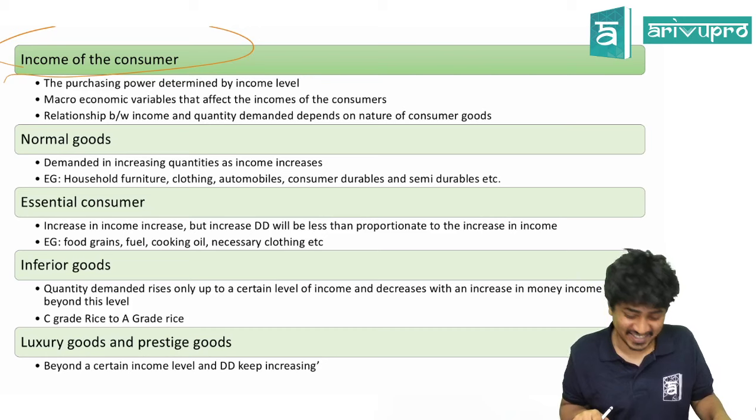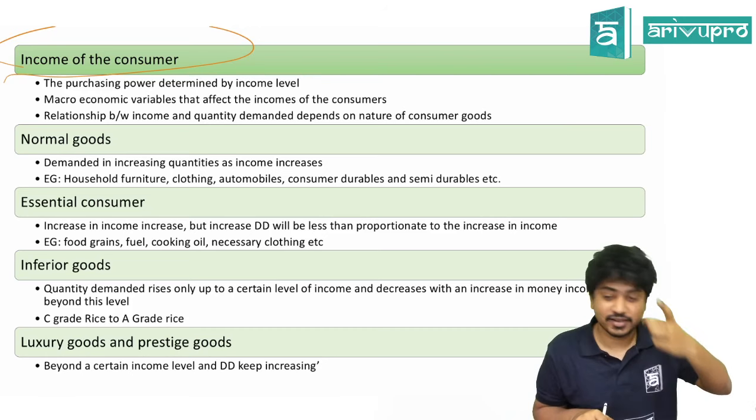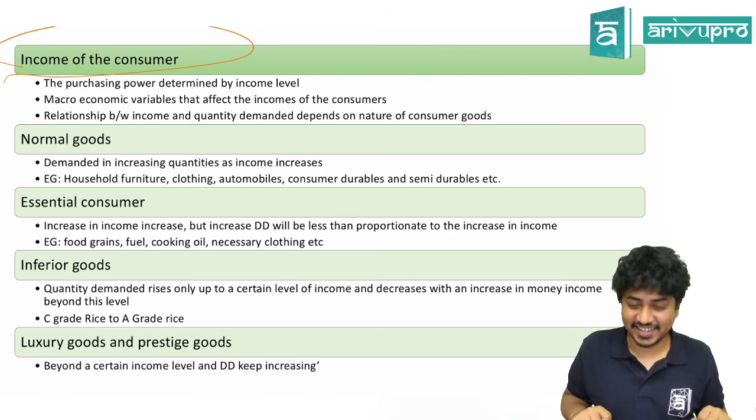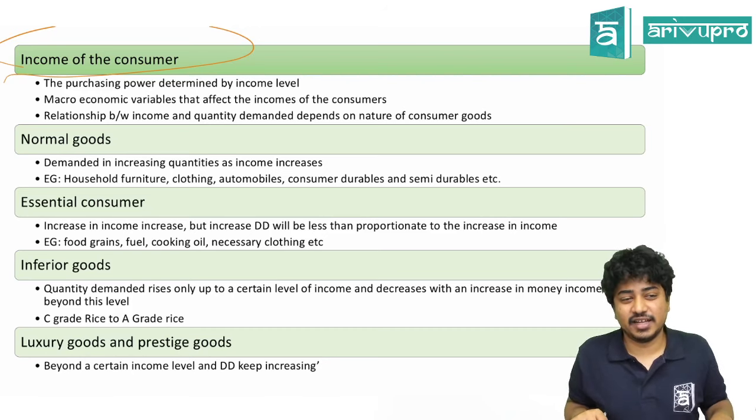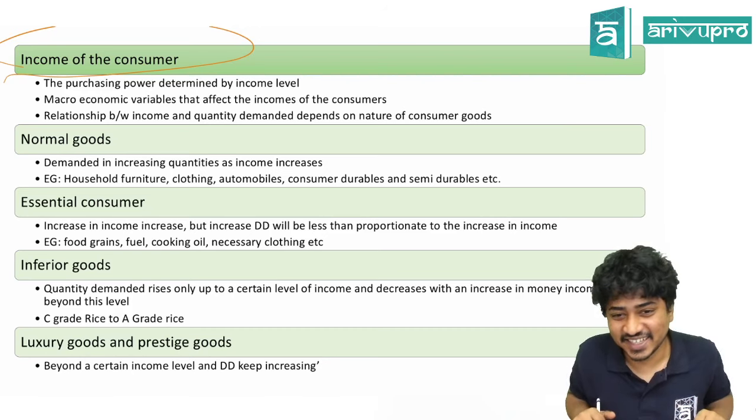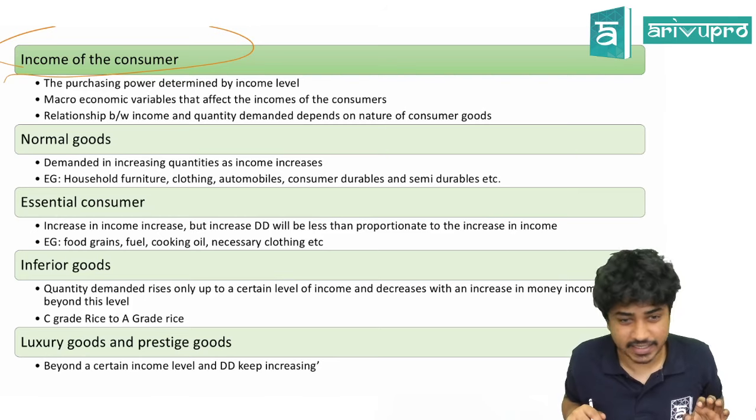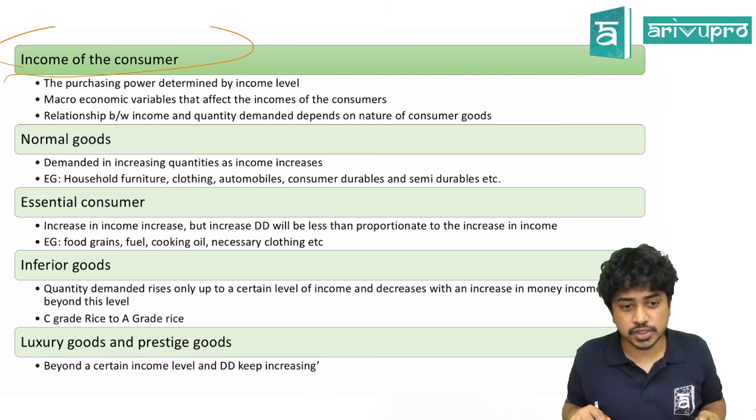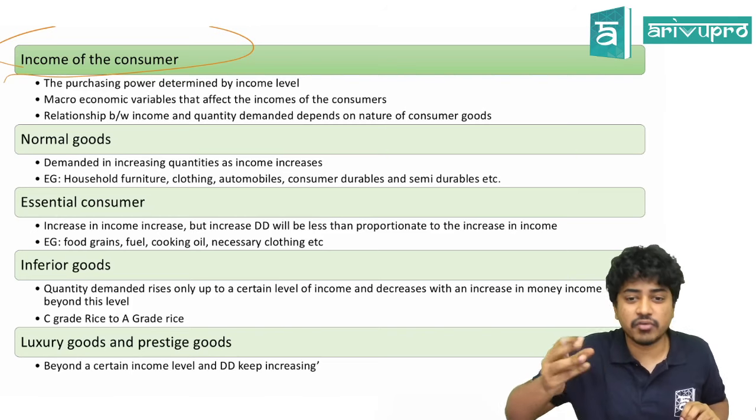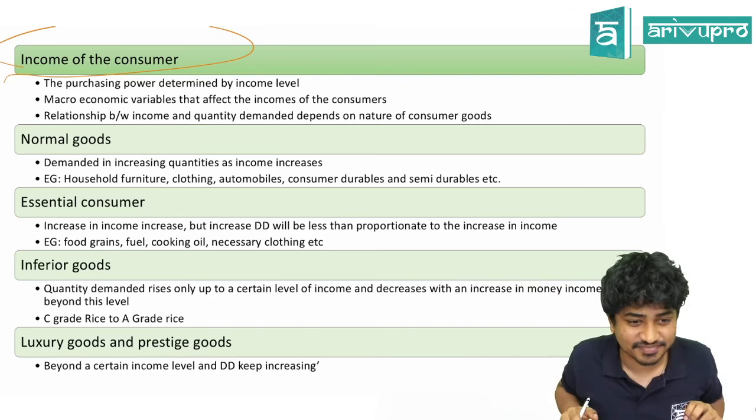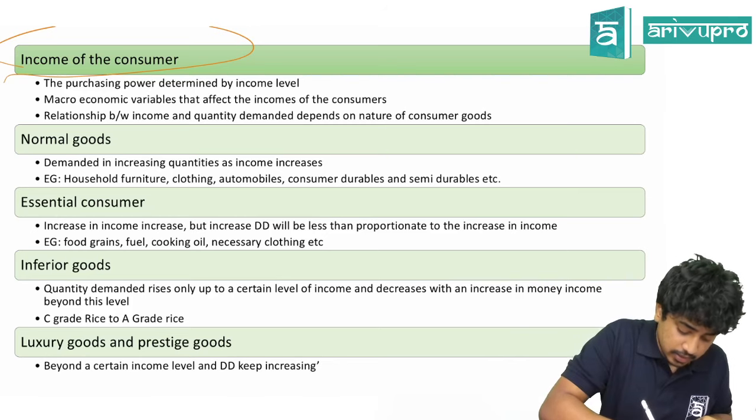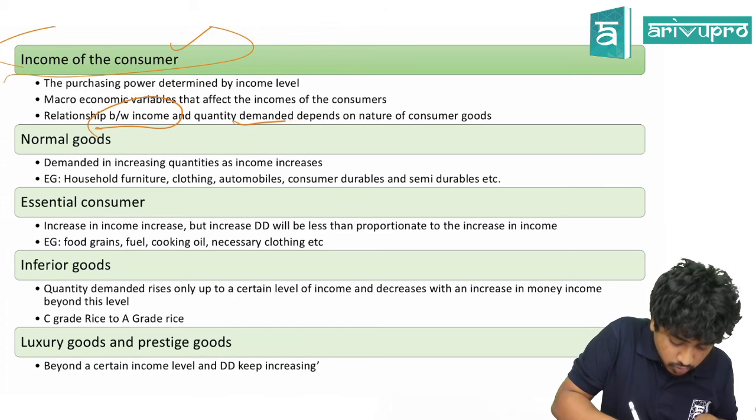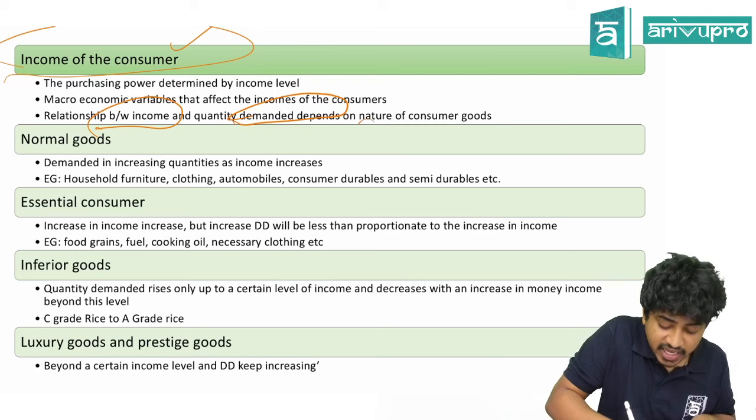Done. What is purchasing power? This is not there in the book. Power to purchase, ability to purchase. You can take purchasing power to mean ability to purchase. If you have 100 rupees, your purchasing power is 100 rupees; that is, you have the ability to purchase for 100 rupees. Are we clear? That is income. Now, the relationship between income and quantity demanded depends upon the nature of the commodity.